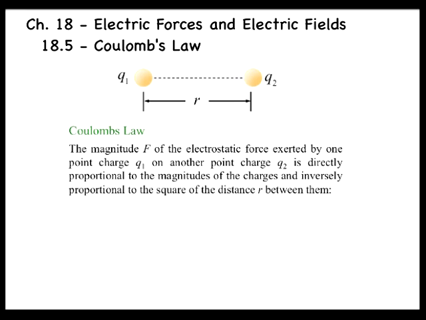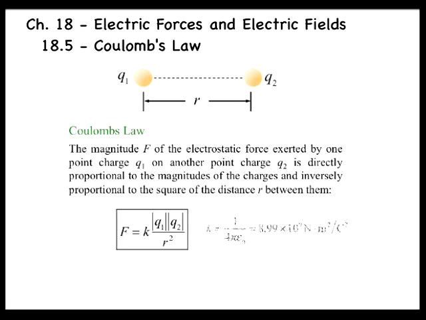The magnitude F of the electrostatic force exerted by one point charge Q1 on another point charge Q2 is directly proportional to the magnitudes Q1 and Q2 of the charges and inversely proportional to the square of the distance r between them, or F equals K Q1 Q2 divided by r squared, where the constant K equals 1 over 4 pi epsilon naught, which equals 8.99 times 10 to the 9th newtons times meter squared divided by Coulomb squared, and epsilon naught is a constant called the permittivity of free space.